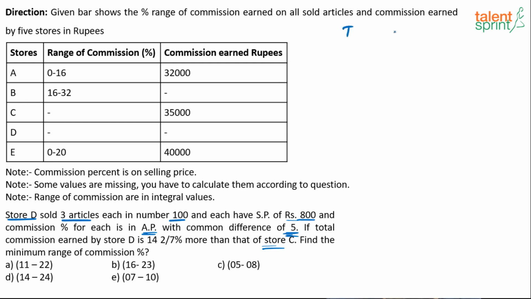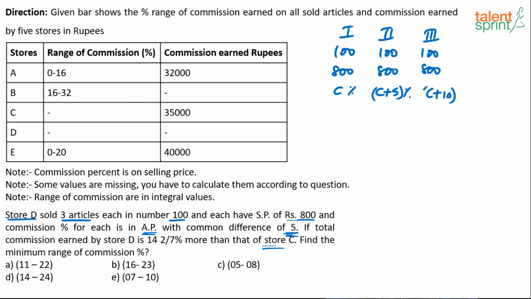See, again, don't write this in the exam, only for the sake of explanation here. The quantities are 100 each, right? The price is 800 each. Commission, it is an arithmetic progression. So if it is C percentage here, this would be C plus 5%, and this would be C plus 10%. So common difference is 5, meaning you take the difference of consecutive commissions, it comes out to be 5.